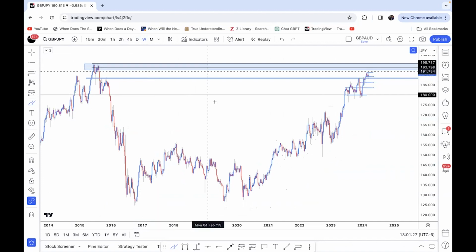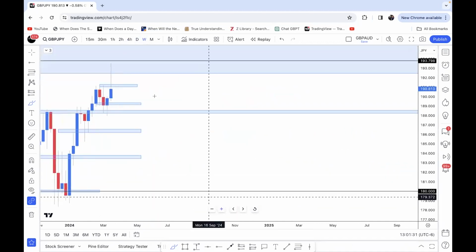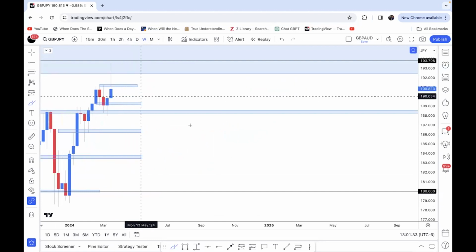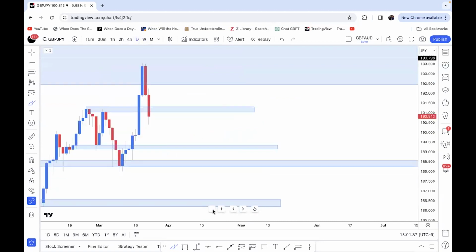Some will call it an order block. It pushed into that monthly zone. And then we could see on the weekly that a nice wick rejection formed. So that could be a good sign that price is losing steam, setting up for a bigger fall.